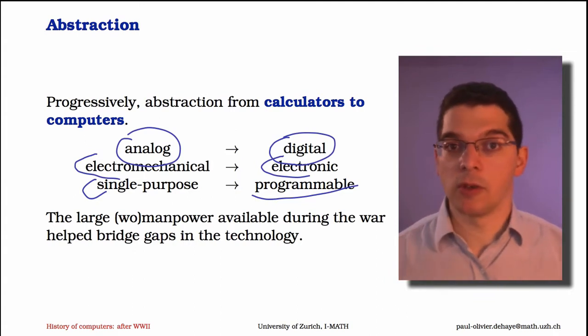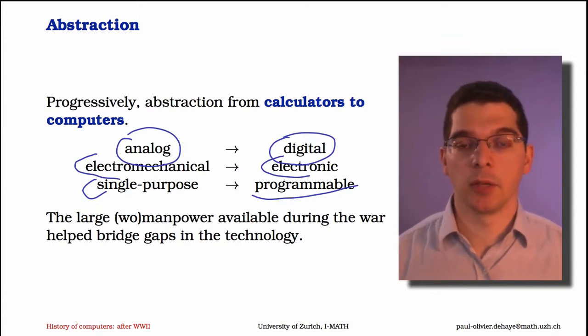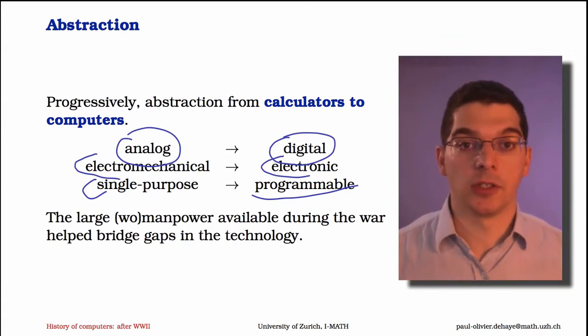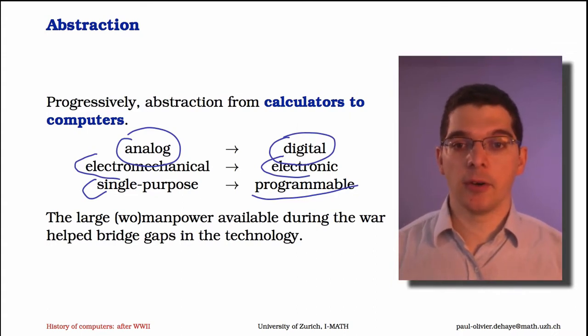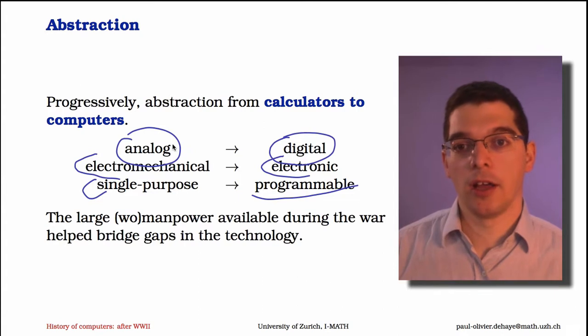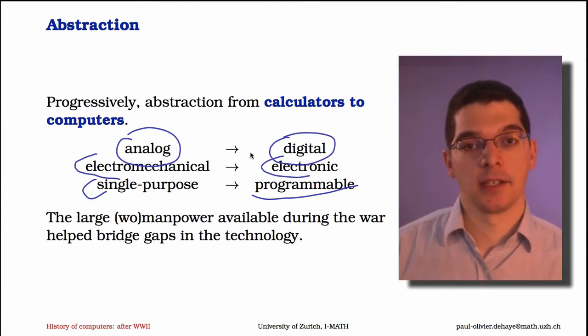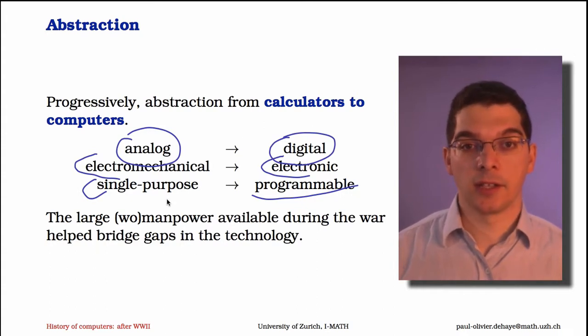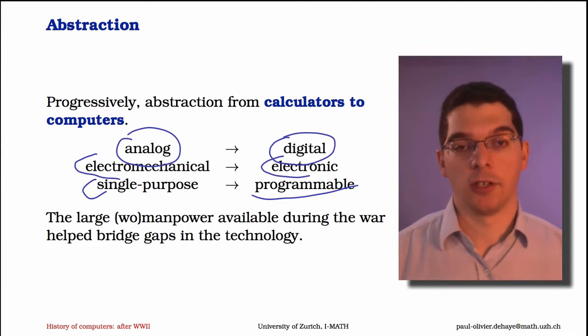You could use von Neumann's computer to perform computations related to the atomic bomb, or some other computation in a different field. Okay, but it's important to understand that there were a few required leaps in order to be able to go from single purpose to programmable, and this was a leap from analog world to digital world, electromechanical to electronic.